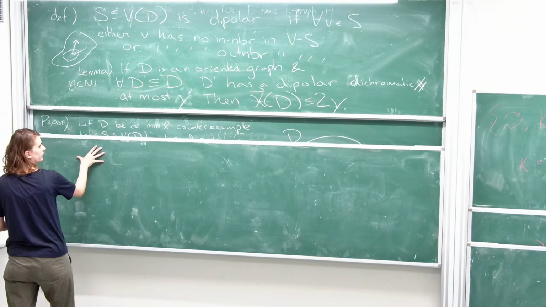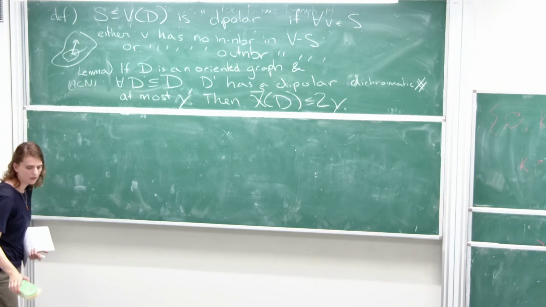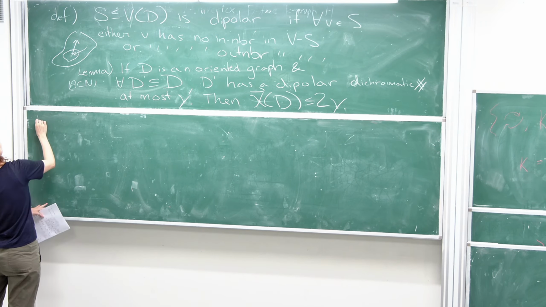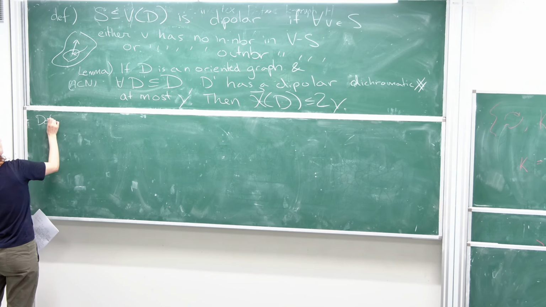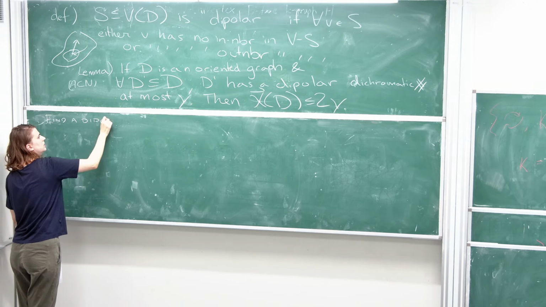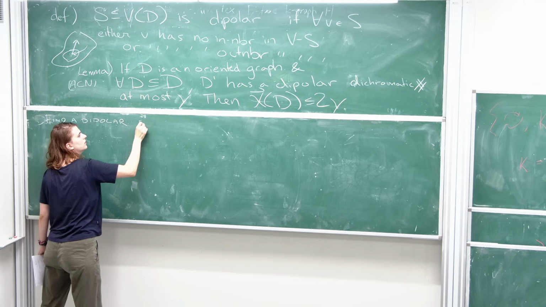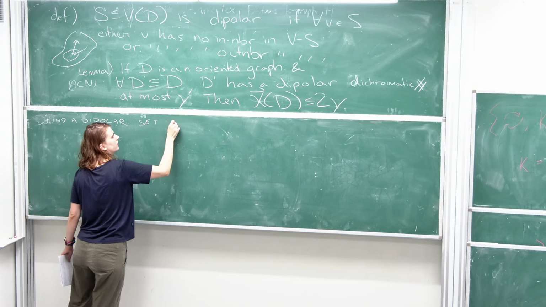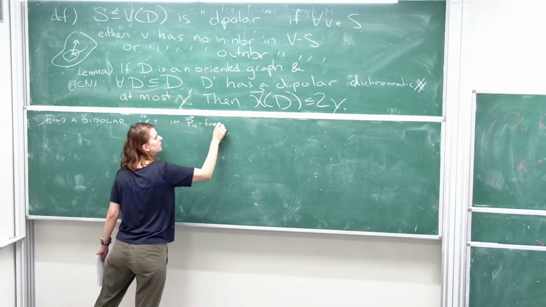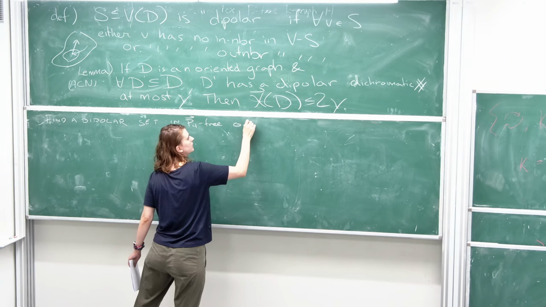So we really need the proof for the future. So I'm going to define, or let's call it, find a dipolar set in a P4-free oriented graph.